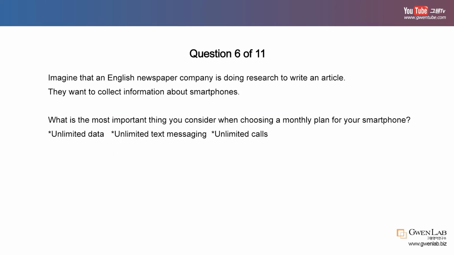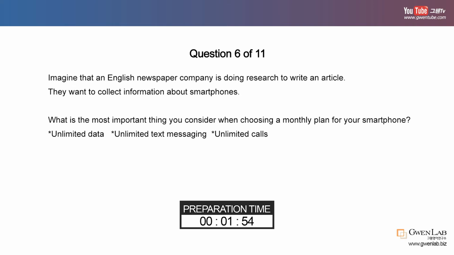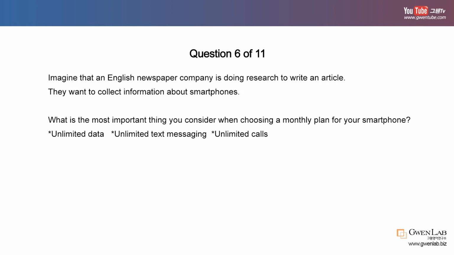What is the most important thing you consider when choosing a monthly plan for your smartphone? Unlimited data, unlimited text messaging, unlimited calls. Begin preparing now. Begin speaking now.